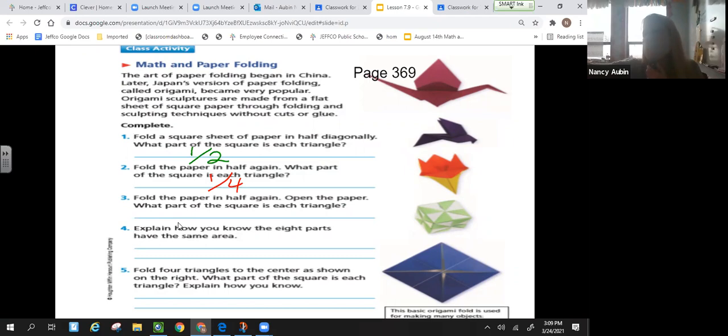Girls and boys. Finn, Haley, Bird, August. Stop talking. Go ahead, try again. Fold the paper in half again.